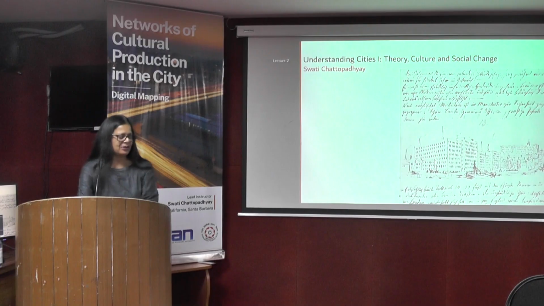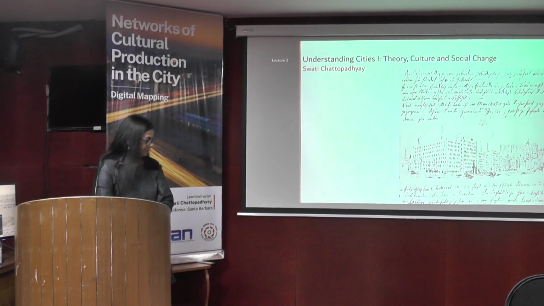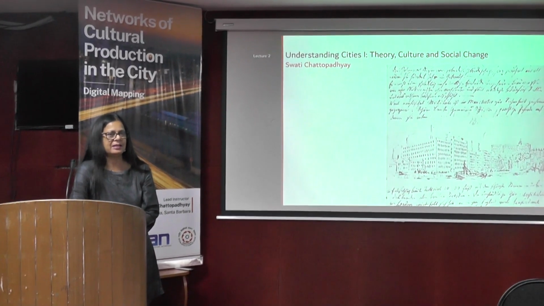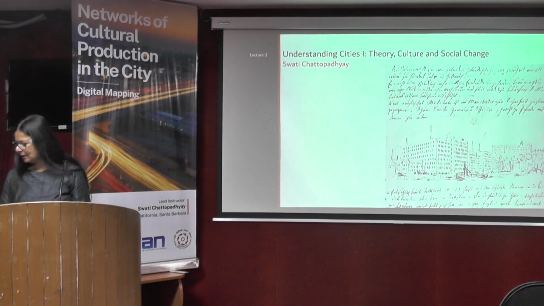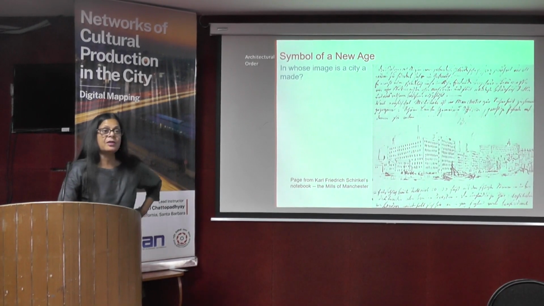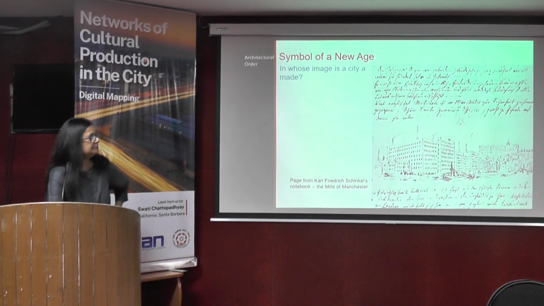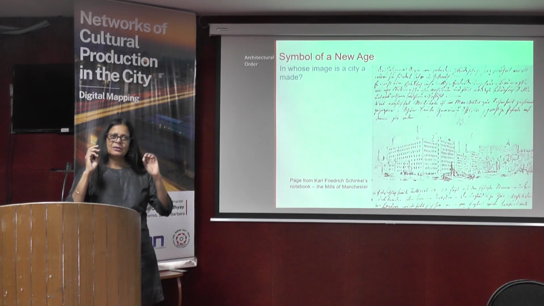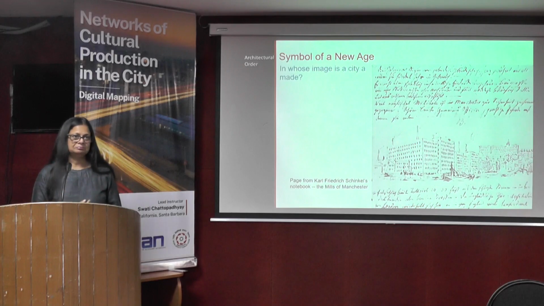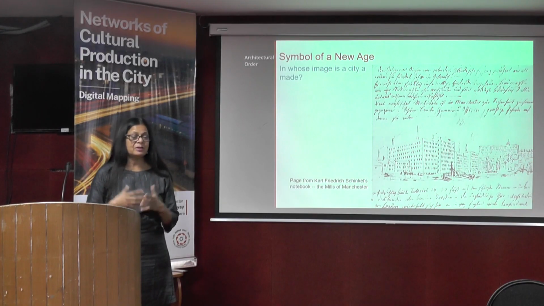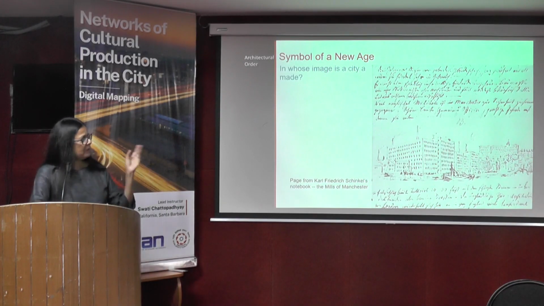So, what we're going to do in this lecture is think about this image. It is an image of Manchester in the early 19th century, and it is produced by one of the premier architects of 19th century Germany, Carl Friedrich Schinkel. With this image, I want you to think about in whose image a city is built. Schinkel visited Manchester. It was one of those hot cities to visit in the 19th century because it was a booming city. So what do you see in this image?